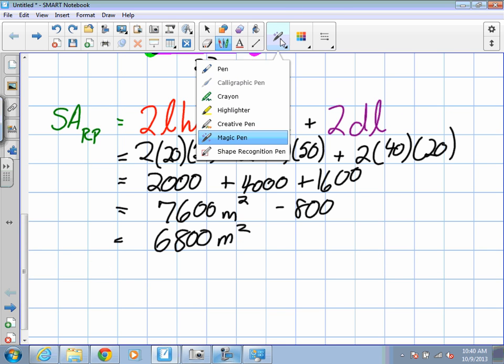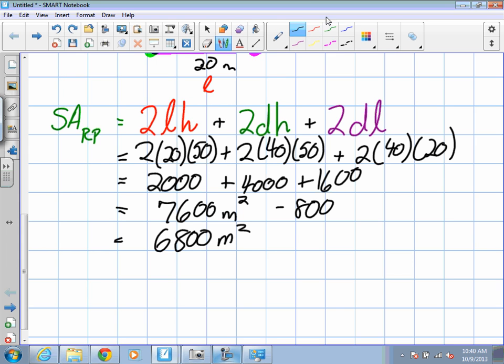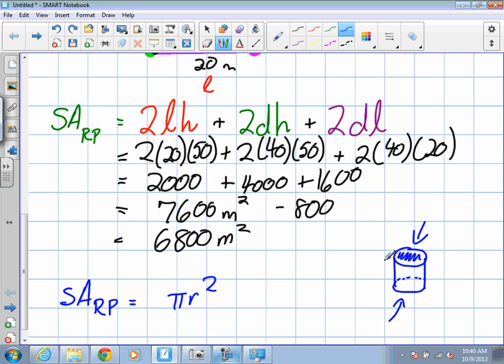Surface area of a cylinder. Okay, so let's kind of draw our shape here to get an idea. A cylinder has a circle on the top and the bottom. The area of one circle is what? Pi r squared. How many circles are there in a cylinder? 2. There are 2. So we need 2 of those.